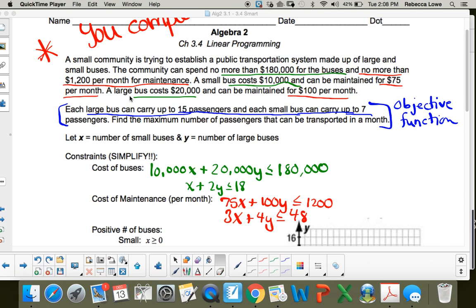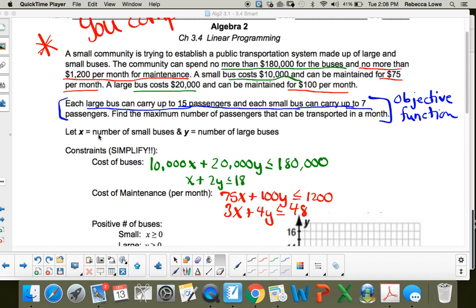It said a small community is trying to establish a public transportation system made up of large and small buses. The community can spend no more than $180,000 for the buses and no more than $1,200 per month for maintenance. So those are going to be our constraints right there: the total amount for buses and the amount for maintenance. A small bus costs $10,000 and can be maintained for $75 per month, and a large bus costs $20,000 and can be maintained for $100 per month. So I'm going to just work with this paragraph and ignore the one that's blocked in blue.